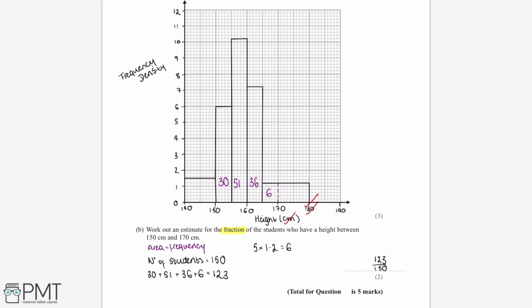Now this question's worth 2 marks. We'll get our first mark for working out the number of students between 150 and 170 centimetres, and our second mark for the correct answer.